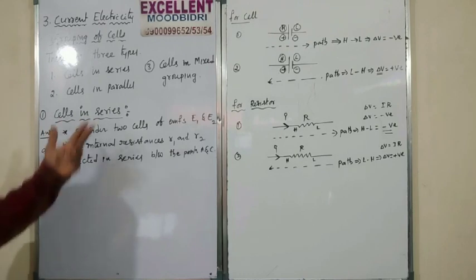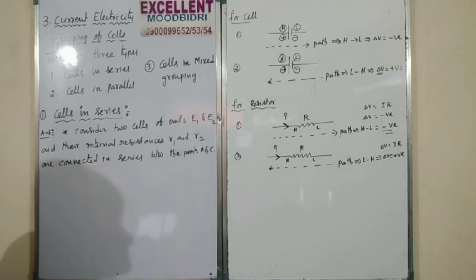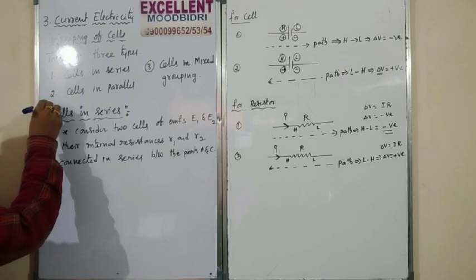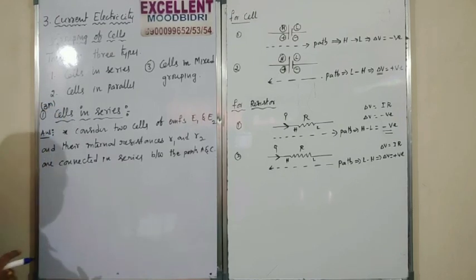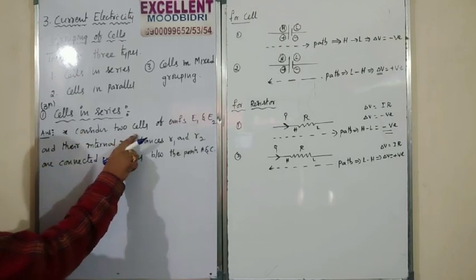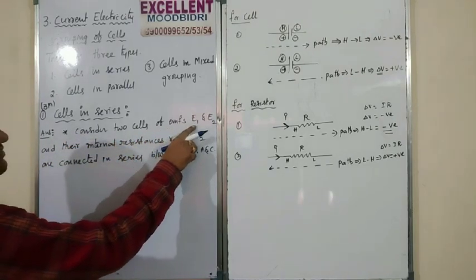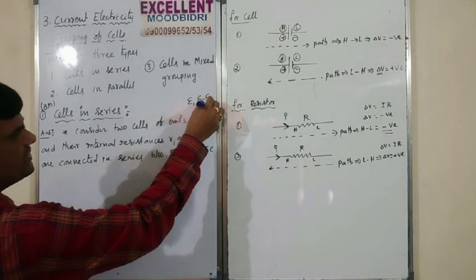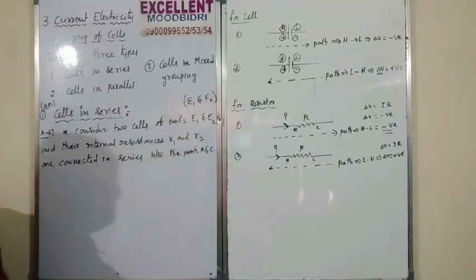So the first one is cells in series. Cells in series means we connect two cells or three cells in series combination. Correct? Right. The first derivation is just a 3 mark question, very important. So consider two cells of EMFs E1 and E2, or epsilon 1 and epsilon 2. Anything you can take, no problem, but I took E1 and E2.